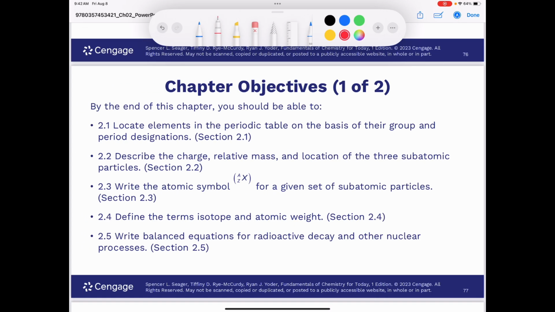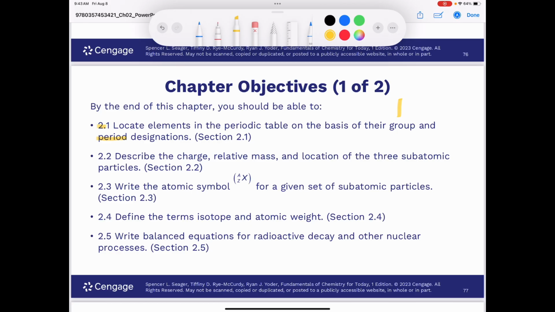And so what were our chapter objectives? Well, by the end of this chapter, you should be able to find elements in the periodic table. You should know what a group is and what a period is. So remember, groups are vertical, periods are horizontal. What else? I recommend reading the periodic table every day while you're in this class, just to familiarize yourself with the names of the elements and their elemental symbols.